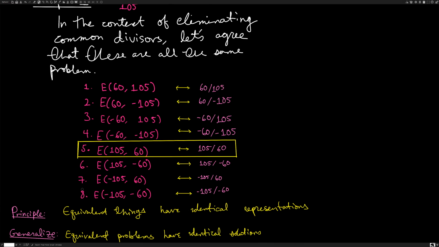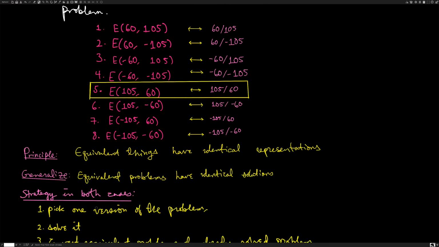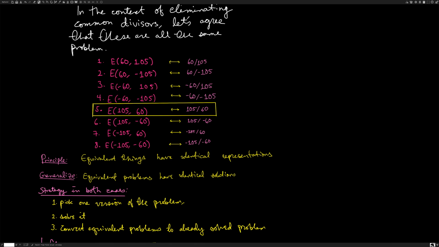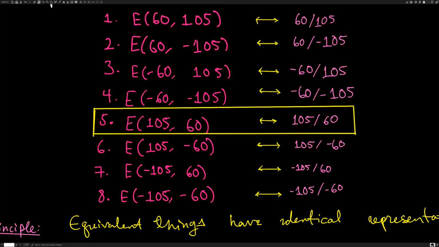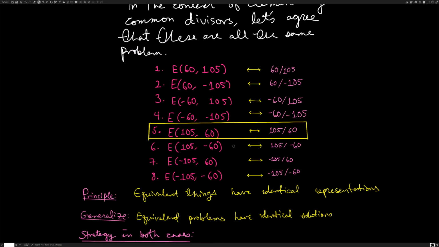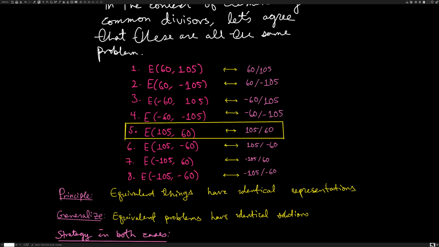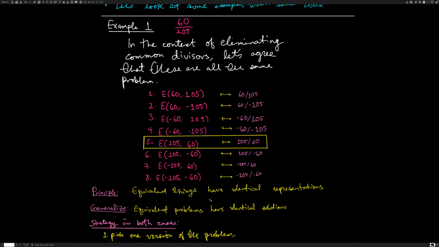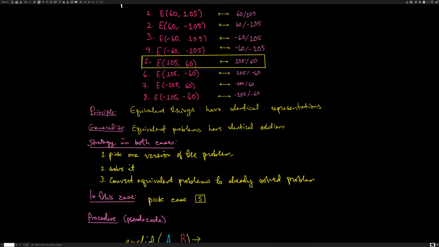We have this principle that I stated last time, or maybe a couple times ago: equivalent things should have identical representations. There's a generalization of that, which is that equivalent problems should have identical solutions. In other words, our strategy in both cases is to pick one version of the problem, solve it, and then convert all the other equivalent problems to our already solved problem. And so that's why I circled number 5. This is the one we're going to solve. So we want the bigger number to be on the left, and we want them both to be non-negative. We don't want to worry about signs, okay? So in this case, we're picking case 5.